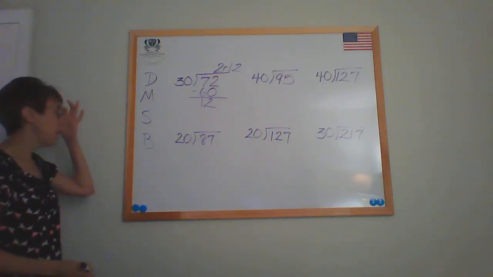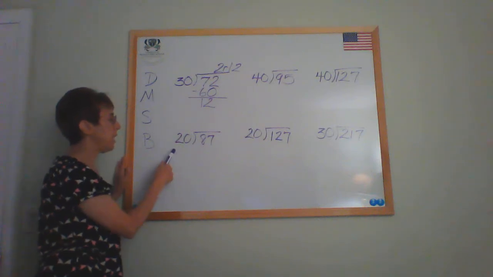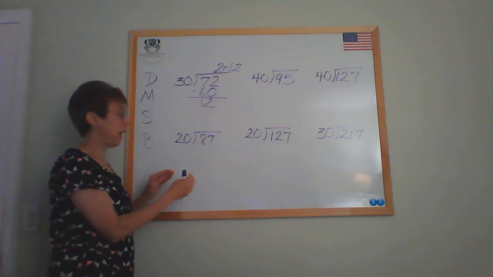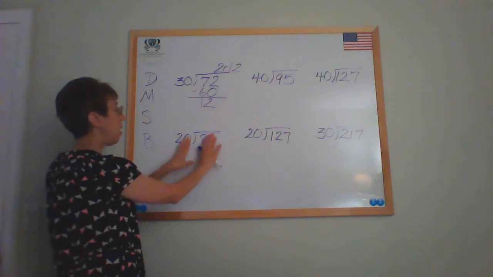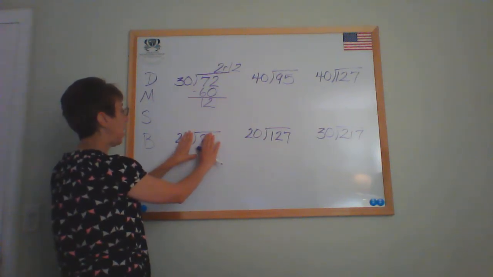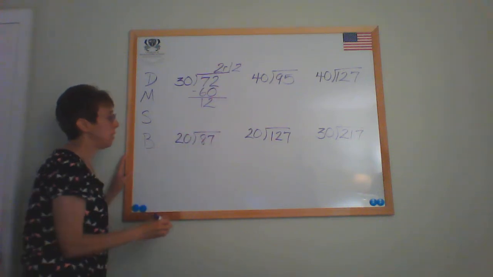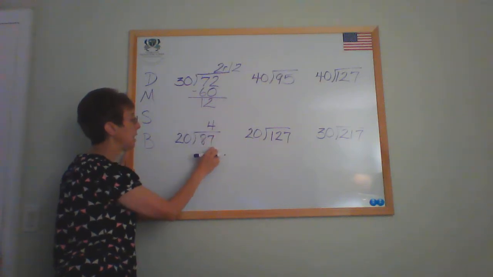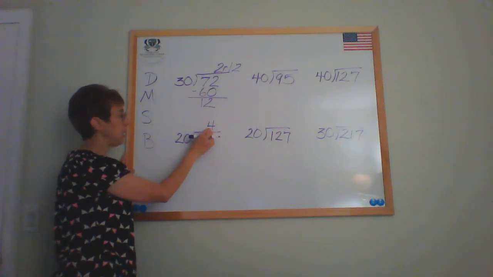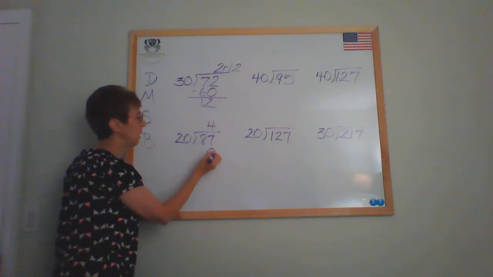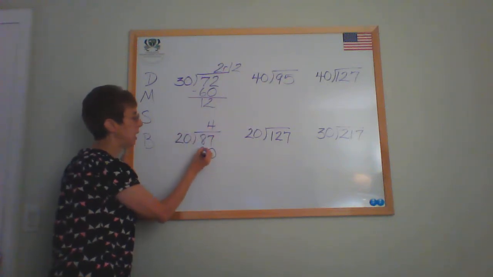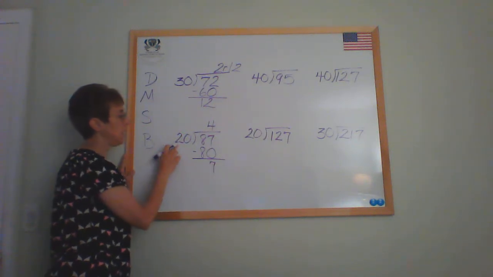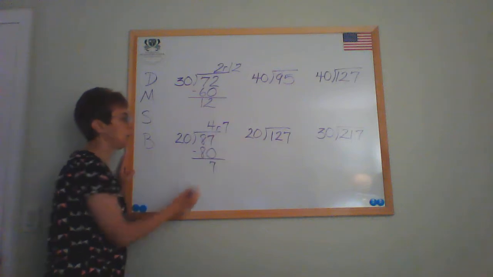Then we have 87 divided by 20. You might not know that answer, but use the guide 8 divided by 2. 8 divided by 2 equals 4, so we're going to use 4 here. 87 divided by 20 equals 4. Let's see, 4 times 0 equals 0, and 4 times 2 equals 8. 87 minus 80 equals 7. 7 is less than 20, so that is our remainder.